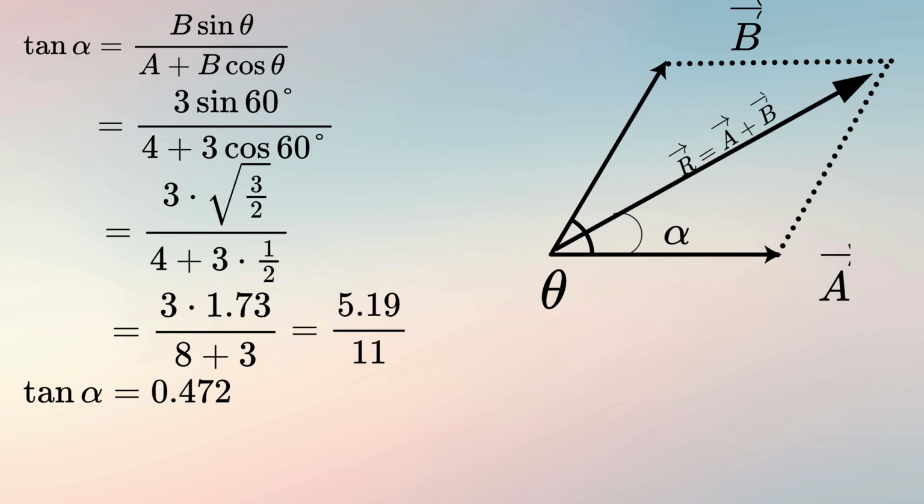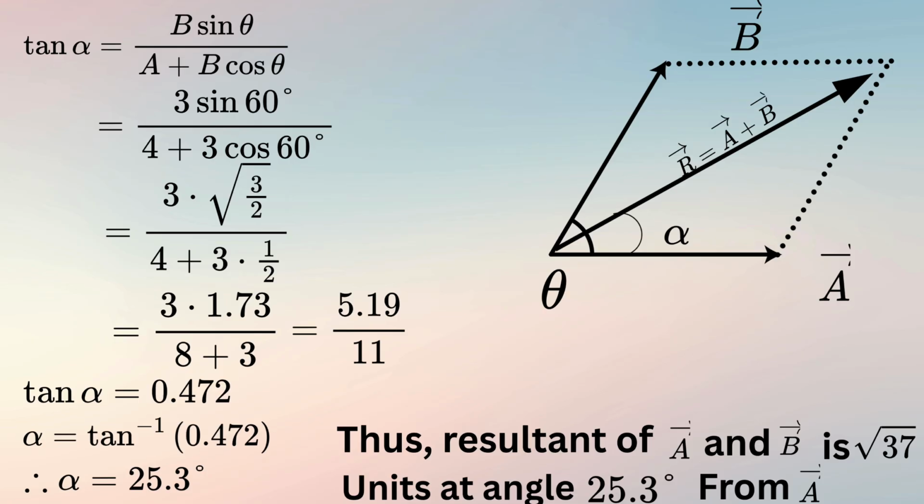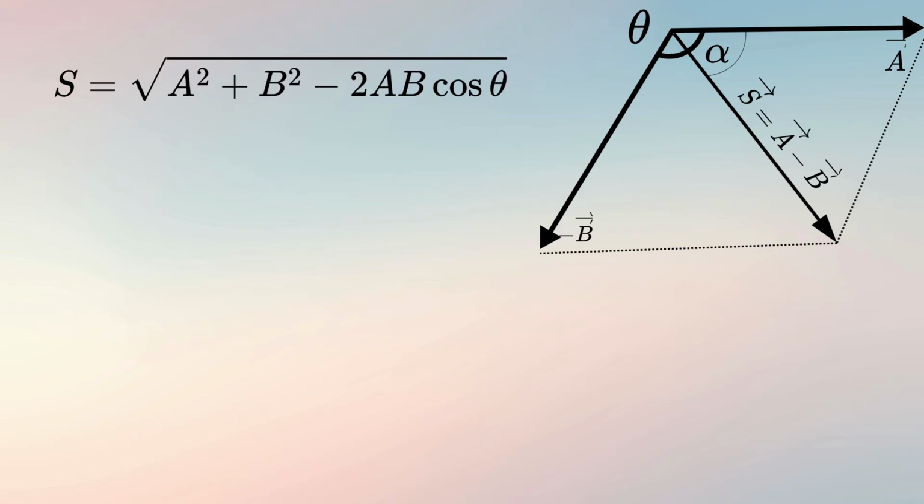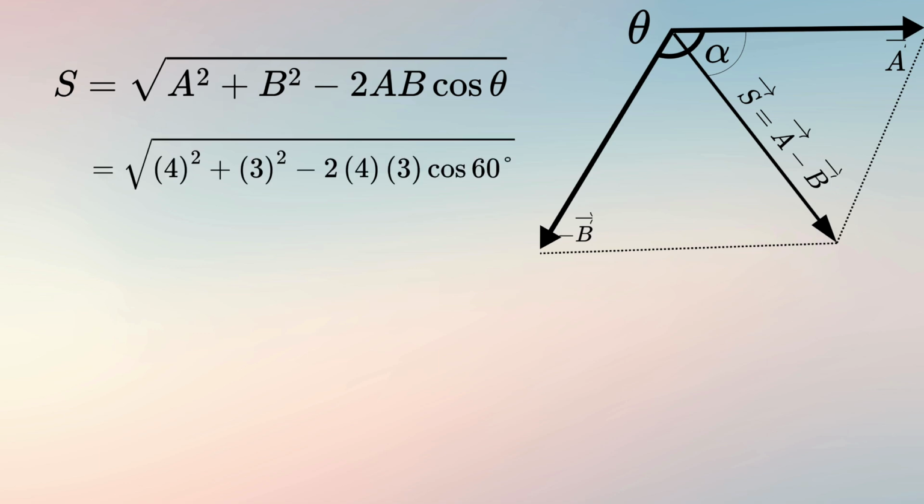Now alpha can be written as tan inverse of 0.472, and when we find the value of this, for which we can use a calculator, we get the answer 25.3 degrees. So now we say that a vector plus b vector equals root 37 units, and it is directed at an angle of 25.3 degrees from a vector. We will repeat a similar process to find a vector minus b vector. Its resultant can be calculated using a similar formula, which is s equals under root a squared plus b squared minus 2ab cos theta. Substituting the values again, we get 4 squared plus 3 squared minus 2 times 4 times 3 times cos 60 degrees.